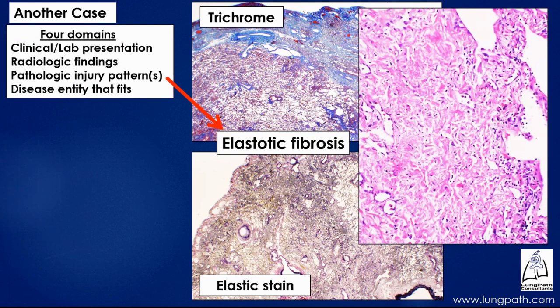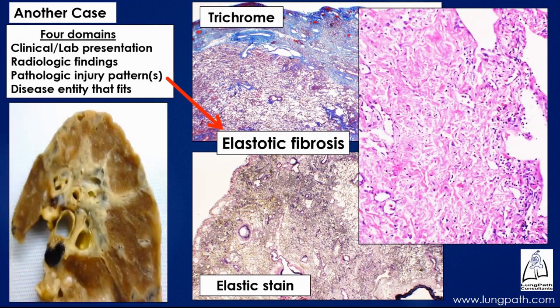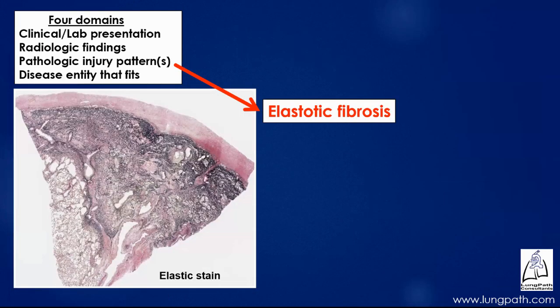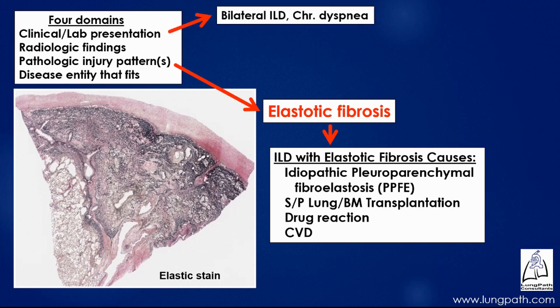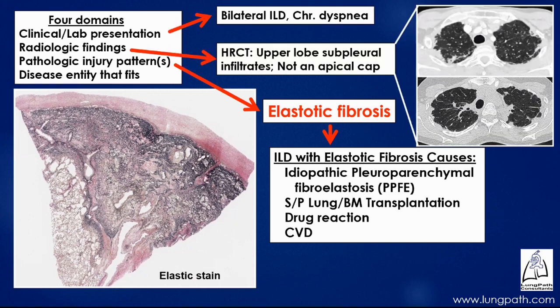Now, how are we going to deal with this case? Let's look at what we do. Here is what such a case would look like grossly. It tends to be subpleural. Sometimes you can see that grayish elastic tissue extending down around bronchovascular bundles. Elastotic fibrosis is our pathologic pattern. The differential for that is idiopathic pleuroparenchymal fibroelastosis, status post bone marrow transplant, drug reaction, or connective tissue disease. Those would be the main things that this has been described in when it is a diffuse process. Let's find out about this patient. Bilateral interstitial lung disease, chronic dyspnea.